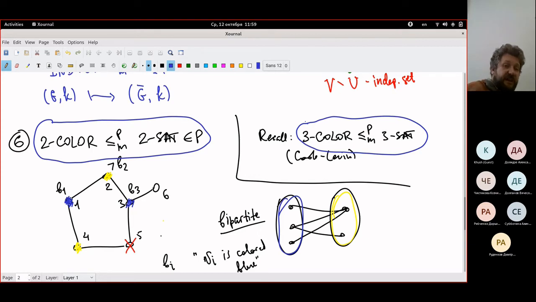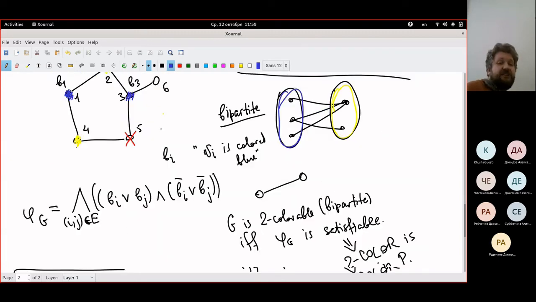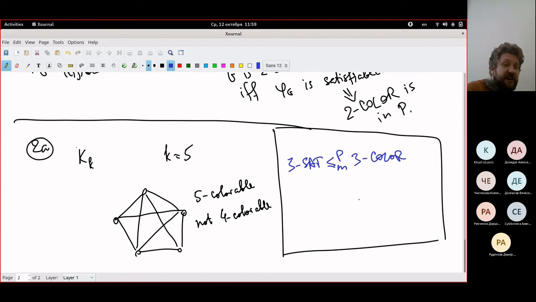So to show that, again, backwards reduction, we show that 2 color is easy by reducing it to 2 set, right? And dually, we show that 3 color is hard by reducing 3 set to 3 color in the backward direction. So this is just the main general picture here, and the concrete implementation is given in problem four. Let's at least start discussing problem four.